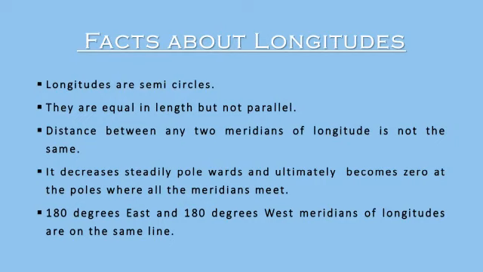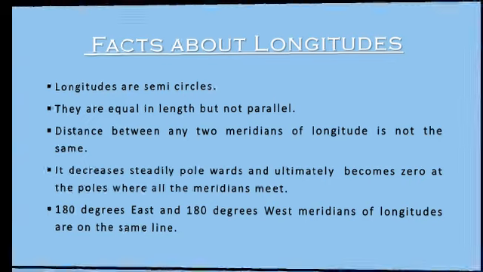Now there are some important facts about the longitudes. Longitudes are semicircles. They are equal in length but not parallel. The distance between any two meridians of longitude is not the same. It decreases steadily towards the pole and ultimately becomes zero at the poles where all the meridians meet. 180 degree east and 180 degree west meridians of longitude are on the same line.